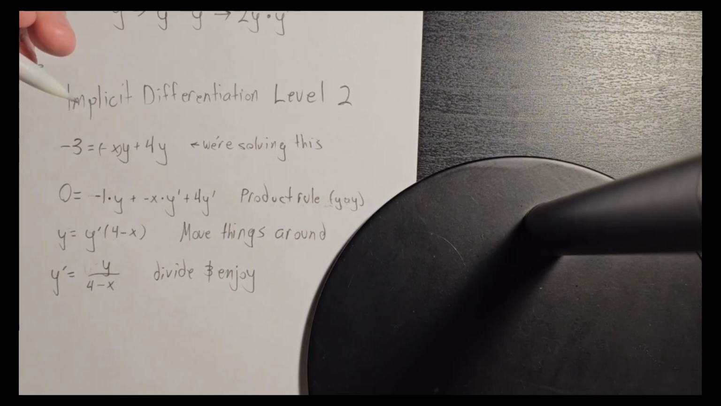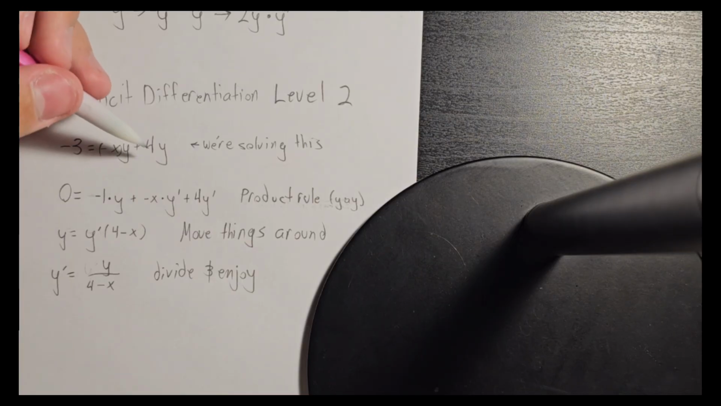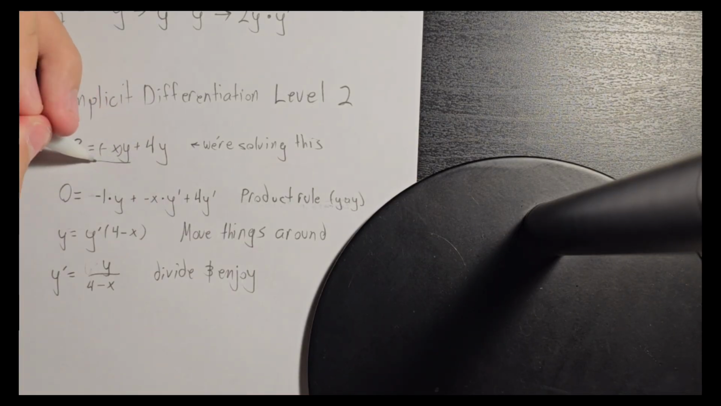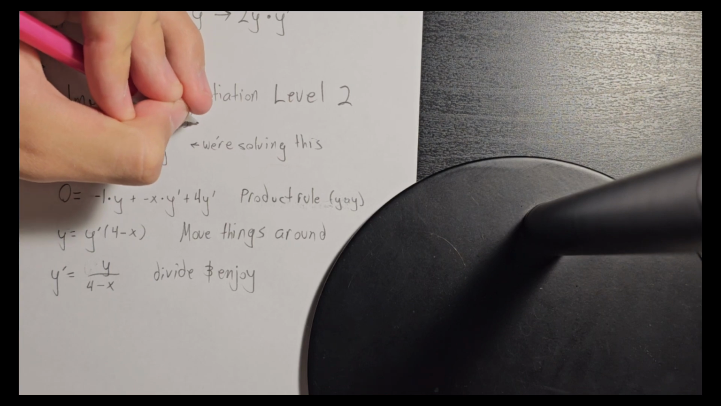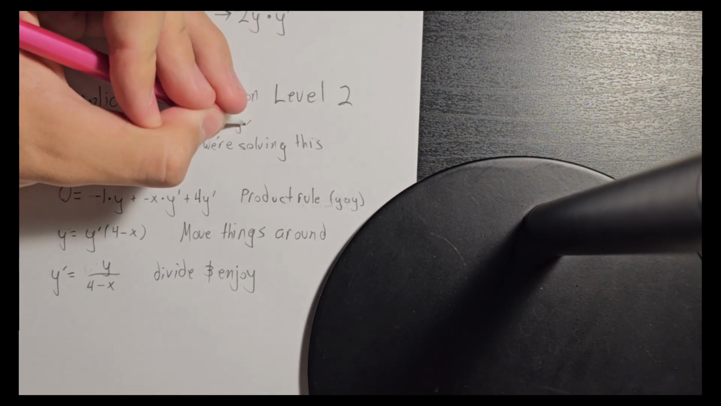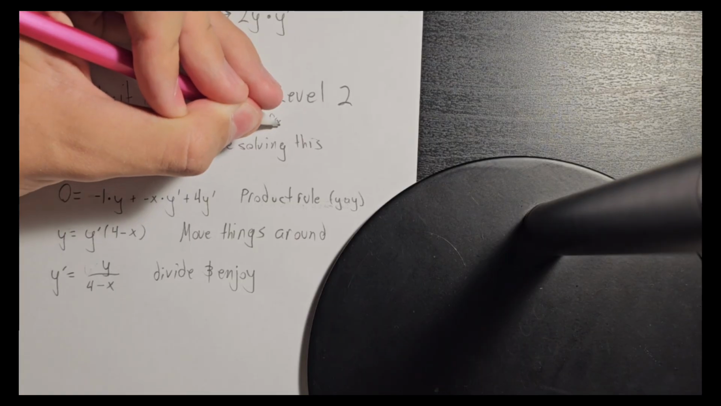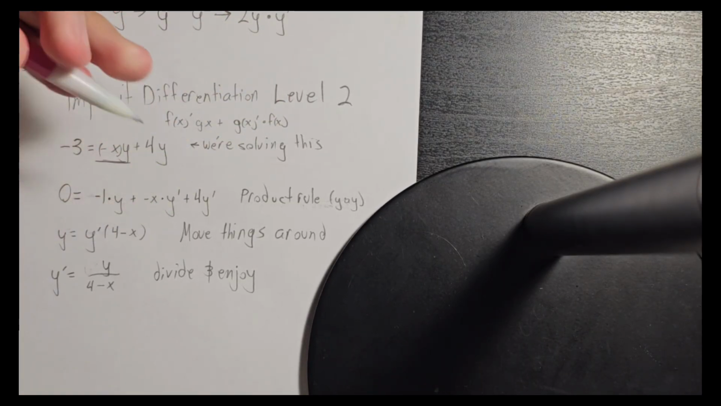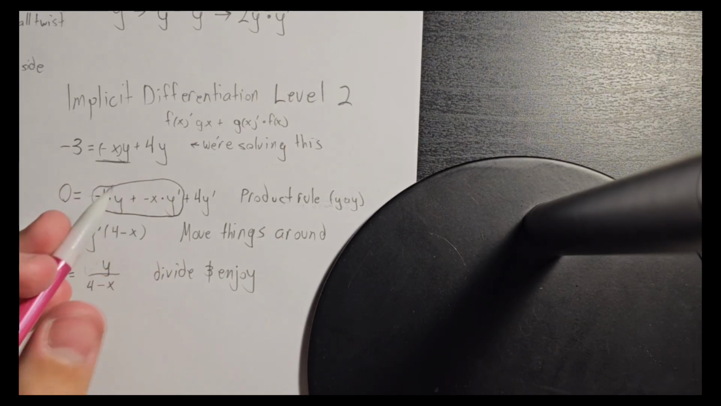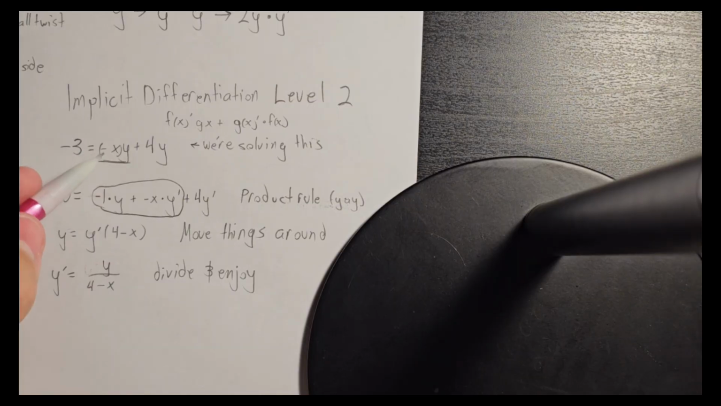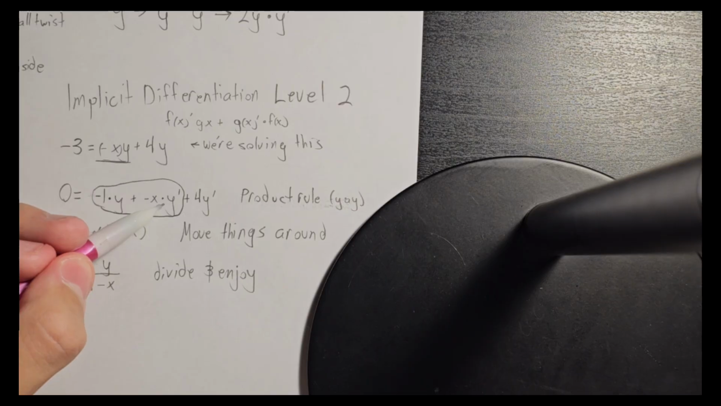Implicit differentiation, you have negative 3 is equal to negative x times y plus 4y. You want to use the product rule for this part right over here. So first, negative 3 is 0, but if you remember the f of x prime times g of x plus g of x prime times f of x, that's basically what this is right here. This is the product rule in action. Right, so you find the derivative of x, and then you leave y as is, and then you find the derivative of y and leave x as is.